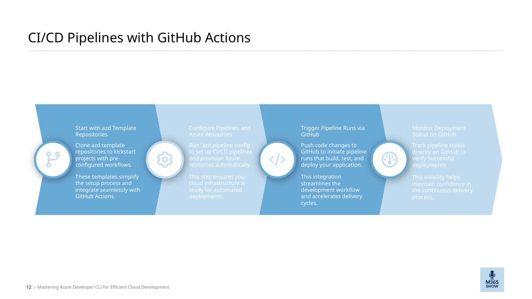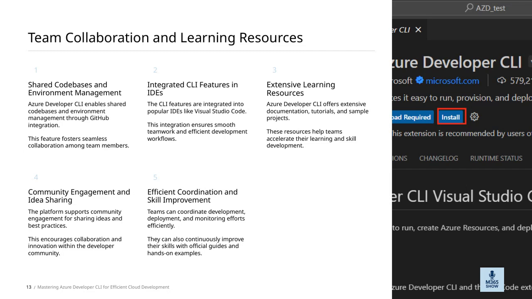Finally, you can also clone ASD template repositories to kickstart your projects. These templates come with pre-configured workflows, making it easier to set up your projects quickly. They integrate seamlessly with GitHub Actions, so you can focus on developing your application rather than spending time on initial setup. Now, let's look at how team collaboration and learning resources come together to support efficient cloud development.